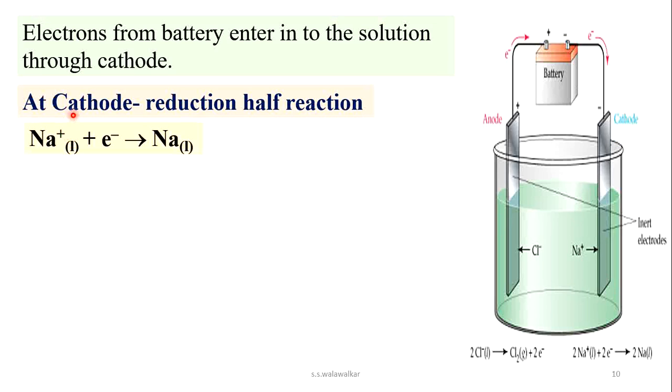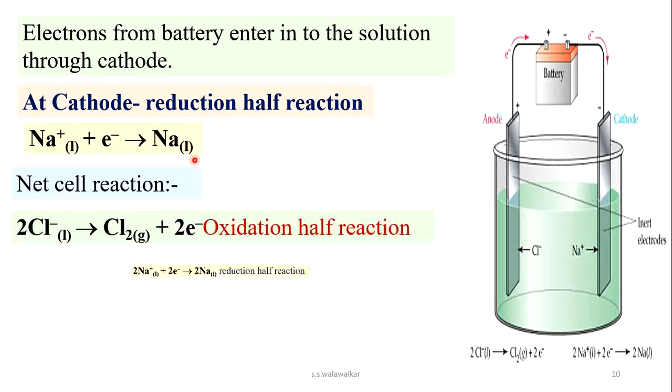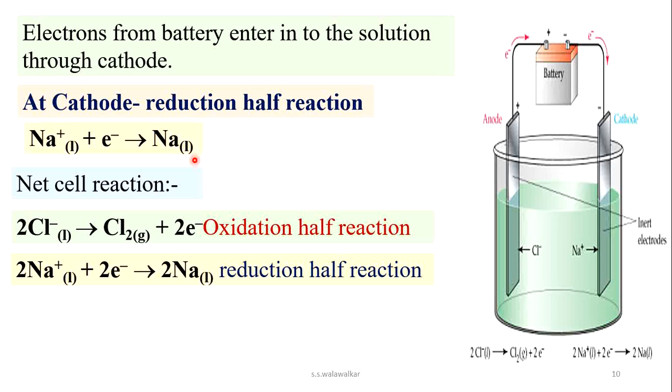Here at the cathode, sodium ions are there. They accept this electron and form a sodium atom. And as they gain electron, it is a reduction half reaction. So at the cathode, a reduction half reaction takes place, and sodium ion accepts electron and forms sodium atom. So what is the net cell reaction which takes place in this electrolytic cell?